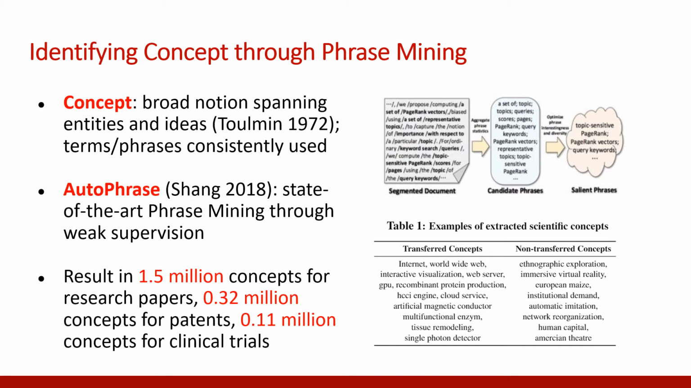Here, we use AutoPhrase, the state-of-the-art phrase mining technique through weak supervision. We ran AutoPhrase on our corpus, which resulted in 1.5 million concepts for research papers, 0.32 million concepts for patents, and 0.11 million concepts for clinical trials. We present some examples of extracted scientific concepts in Table 1. Some transferred examples include Internet, World Wide Web, and interactive visualization, while some non-transfer concepts include European maze, network reorganization, and human capital.